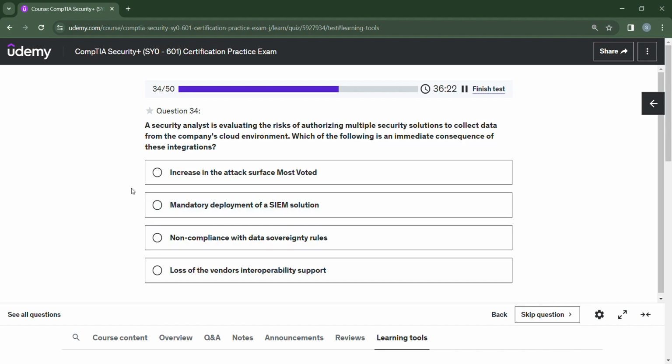Security analyst is evaluating the risk of authorizing multiple security solutions to collect data from the company's cloud environment. Which of the following is an immediate consequence of these integrations? Increasing the attack surface. Yeah, that seems the most likely.